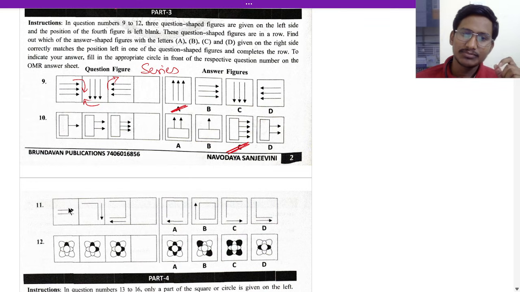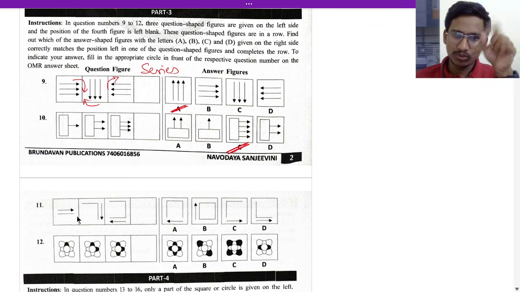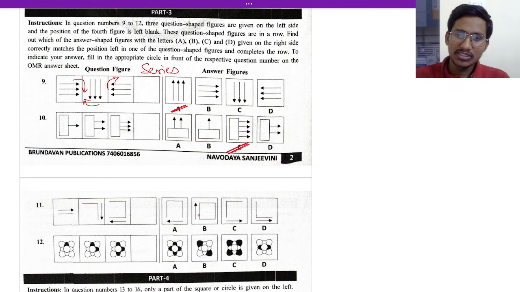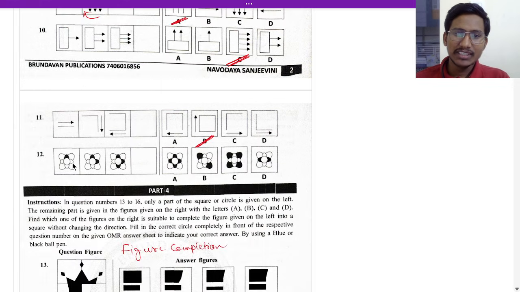Now the 11th: one arrow is there and then one line, then one line is increased, and the arrow is coming down. So one line is increasing, and the arrow is pointing in the same direction. One line increasing will complete the square. So B will be the answer. Now the 12th one, the color is increasing one by one, so 3-4 colors will be there. So option A here. This is very easy, isn't it?